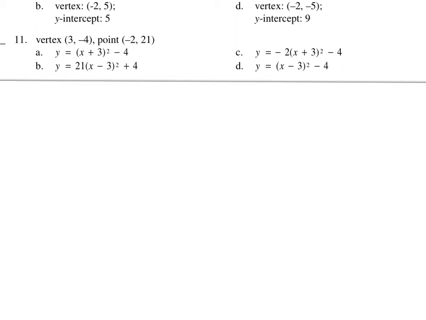All right, next up here, we got our vertex at 3 comma negative 4. And so this is actually very similar to a problem we already did, so I'm going to let you guys try this on your own. If you need any help, check number 4 for what we did there. It's really the same idea.